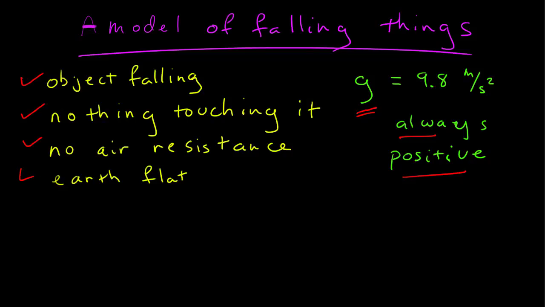With these assumptions, our model of falling things is anything falling near the surface of the Earth is going to have an acceleration as a function of time that is constant as a function of time. It has a magnitude of g, and its direction is down. Down meaning perpendicular to the flat surface of the Earth.